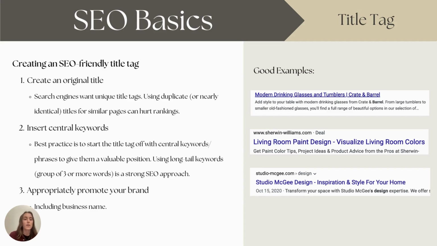So what are some basics to creating an SEO-friendly title tag? The first is to create an original title tag. Search engines don't want to see duplicates as it can hurt the rankings. 2, use your central keywords. It's best to start with your top keywords and use long tail keywords such as phrases, as this is highly beneficial. 3, appropriately promote your brand and location when applicable. I have some good examples there on the right.